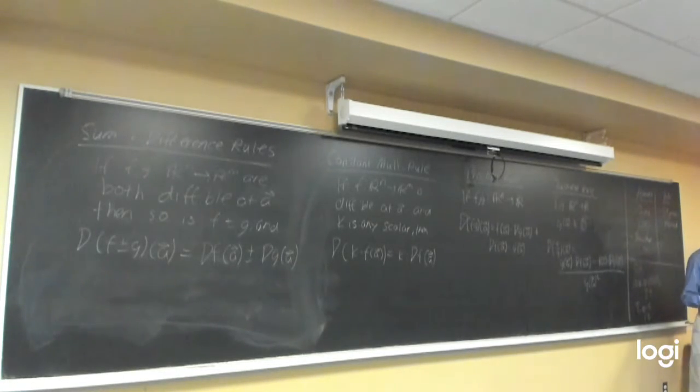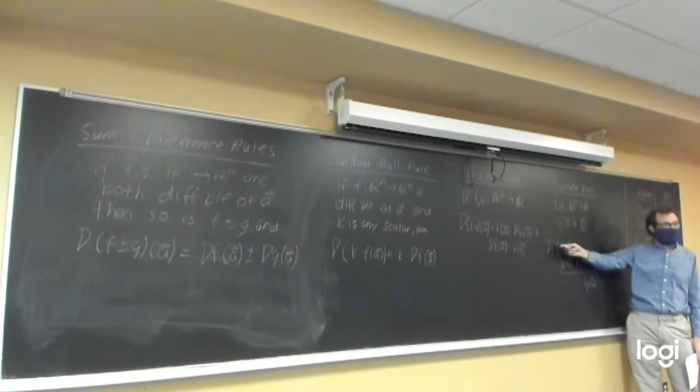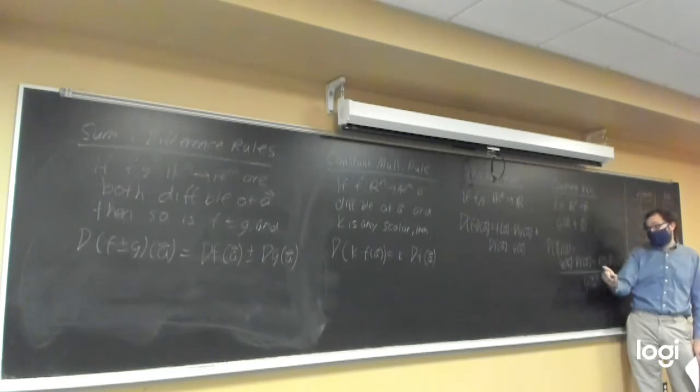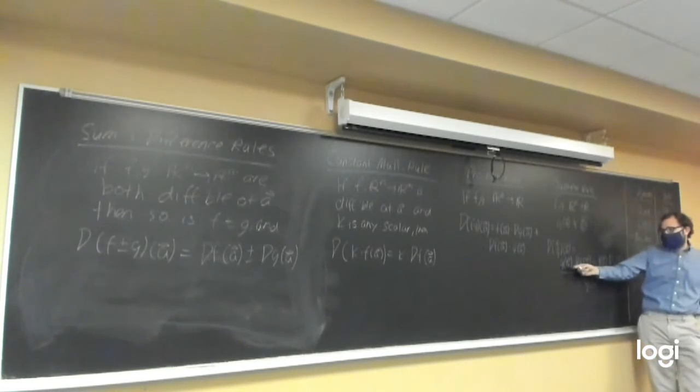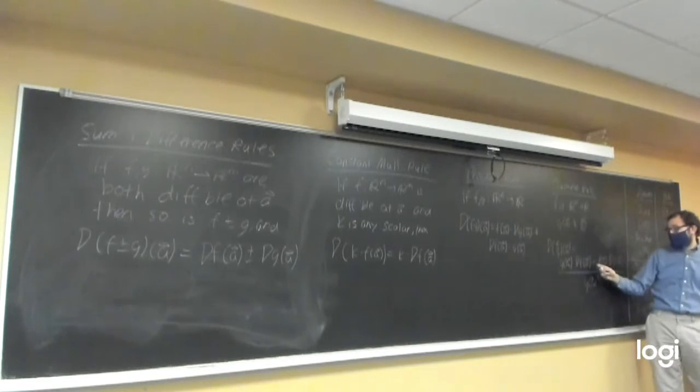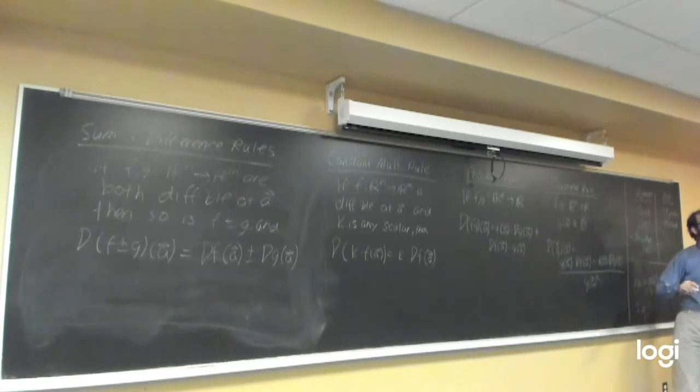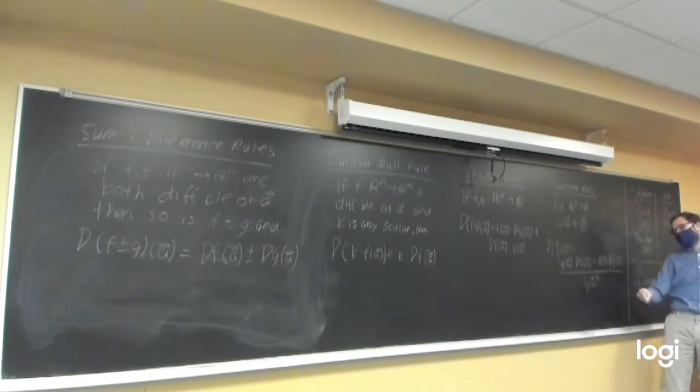I'll give it to you in musical form. If f we refer to as high and g we refer to as low, then it comes out to low d high minus high d low, merrily, merrily, merrily, merrily, low squared down below.